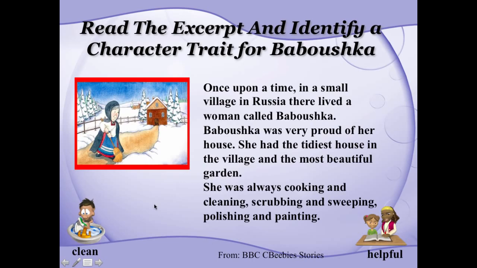We're going to read this little story. It's an excerpt from a story about Baboushka. Once upon a time, in a small village in Russia, there lived a woman called Baboushka. Baboushka was very proud of her house. She had the tidiest house in the village and the most beautiful garden. So are we kind of noticing some things about her already? She was always cooking and cleaning, scrubbing and sweeping, polishing and painting. So we're thinking about the kinds of things that she does.